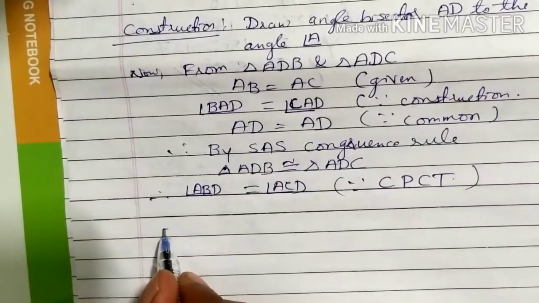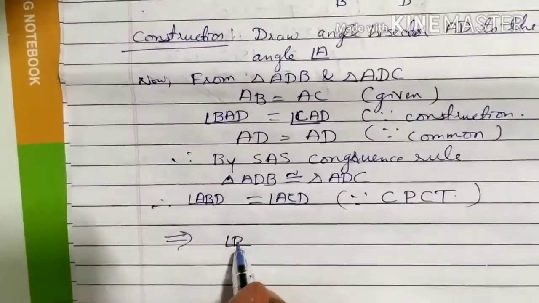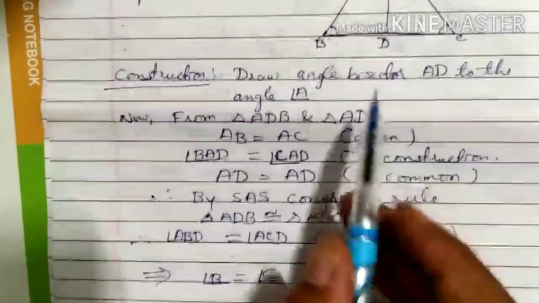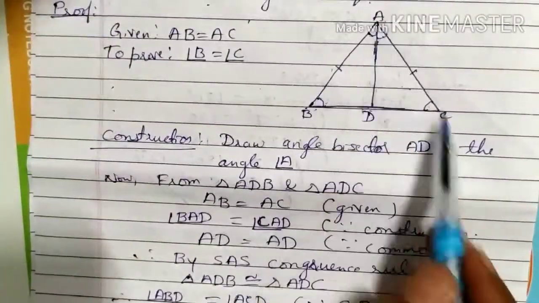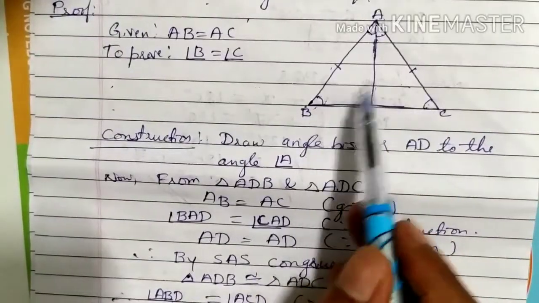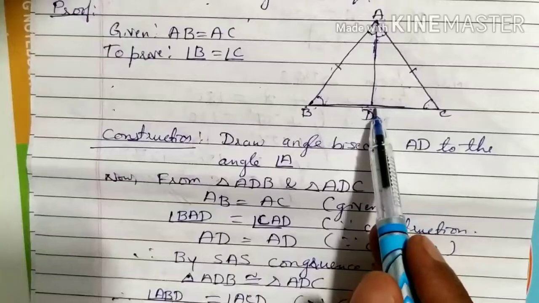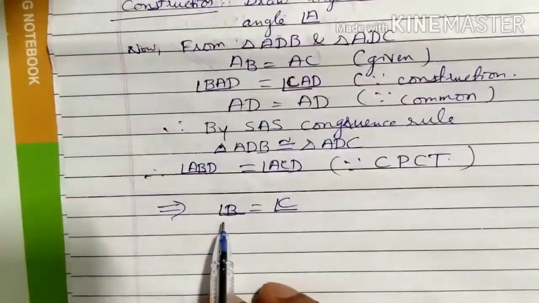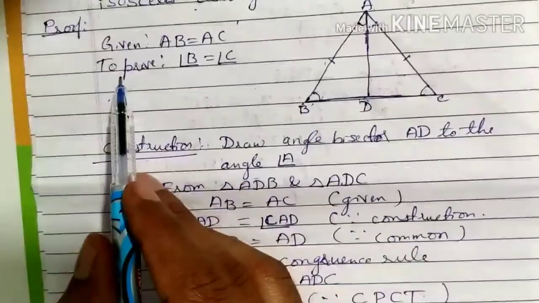Which implies angle B is equal to angle C. Angle ABD is the same as angle B. Similarly, angle ACD is the same as angle C. That's it. So that is why we have written angle B is equal to angle C. That is what we had to prove.